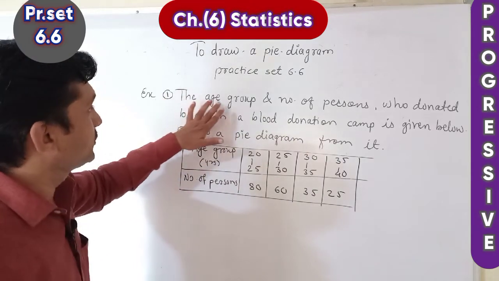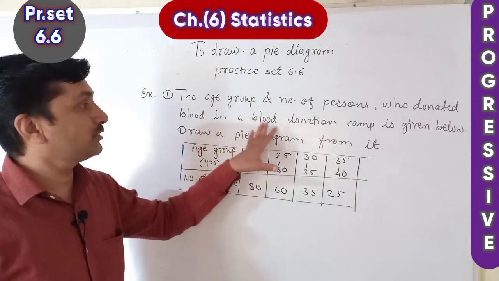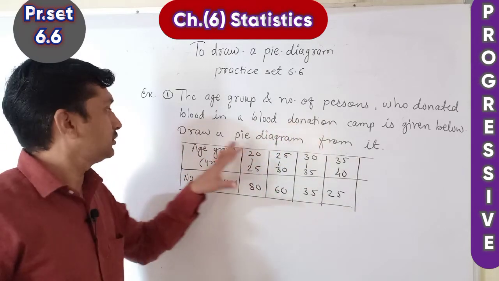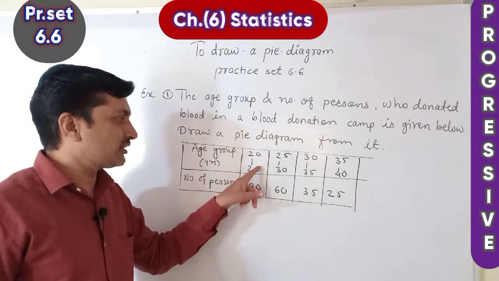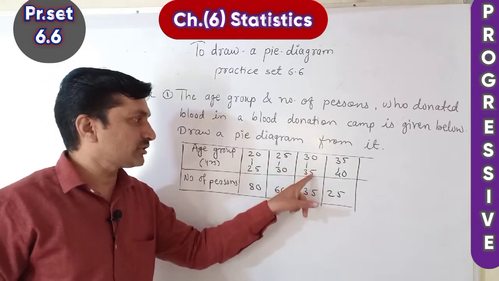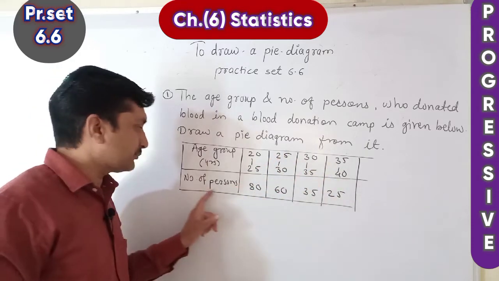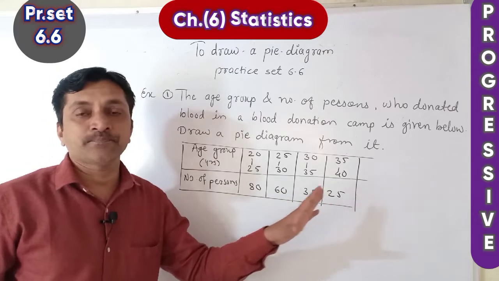The first example: the age group and number of persons who donated blood in a blood donation camp is given below. Draw a pie diagram from it. Here the age groups are given: 20 to 25, 25 to 30, 30 to 35, 35 to 40, and the number of persons are 80, 60, 35 and 25.